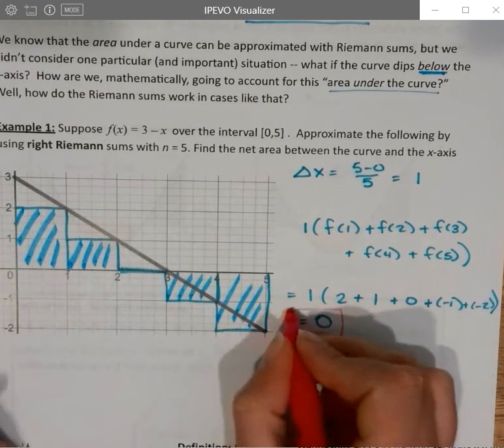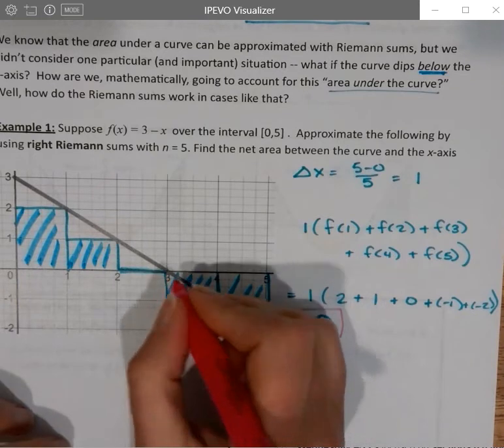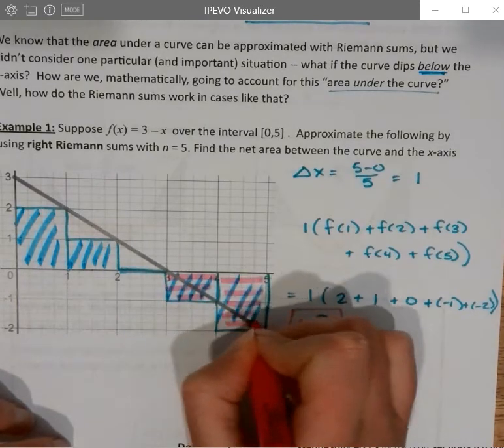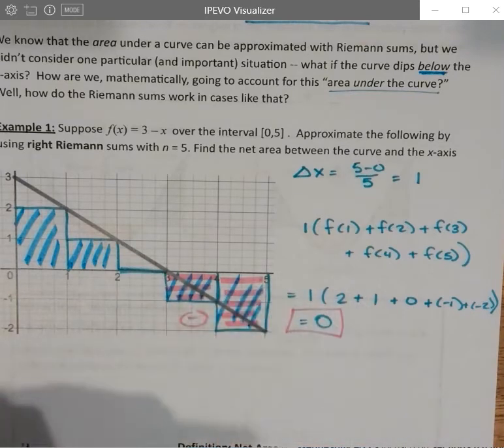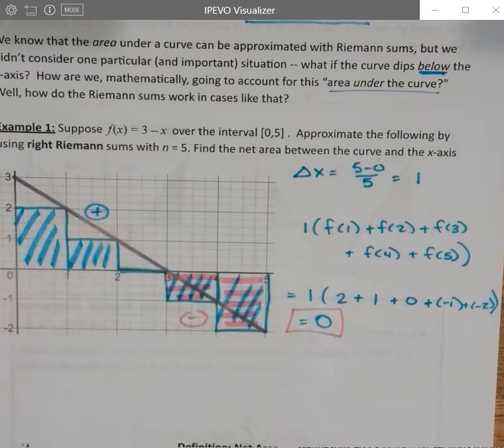Now, that's actually not a good estimate of the true area, but it does get into the fact that regions that lie below the x-axis are going to have area that is defined to be negative, while regions that lie above the x-axis are going to have area that's defined to be positive. And so these are canceling out.